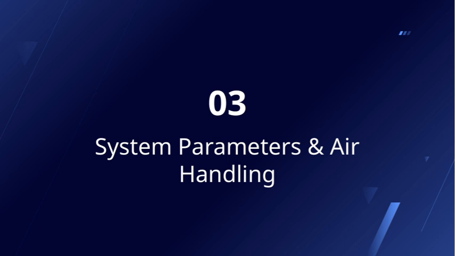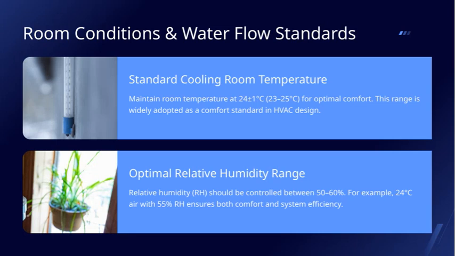Let's talk about relative humidity, or RH, which should ideally be controlled between 50 and 60%. Maintaining this range helps us achieve a good balance between comfort and system efficiency. For example, if the air temperature is 24 degrees C with about 55% RH, that creates a comfortable environment while also allowing the HVAC system to operate effectively.